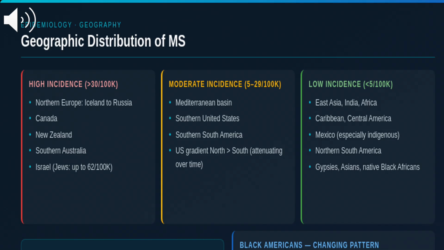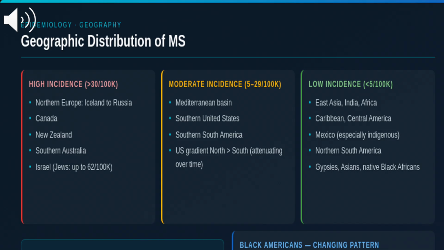Migration studies elegantly separate genetic from environmental contributions. People who migrate from low incidence to high incidence areas before age 15 acquire the higher risk of their adopted country. Those who migrate after age 15 maintain their birth country risk. This age 15 threshold points to a critical window during adolescence when environmental exposures, perhaps viral infections, sun exposure patterns, or dietary factors, permanently set the risk trajectory.